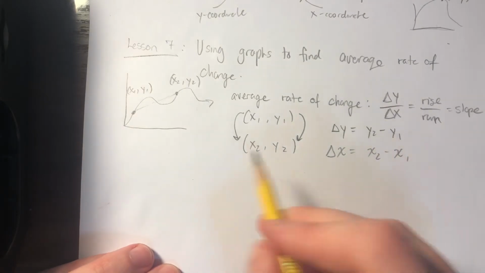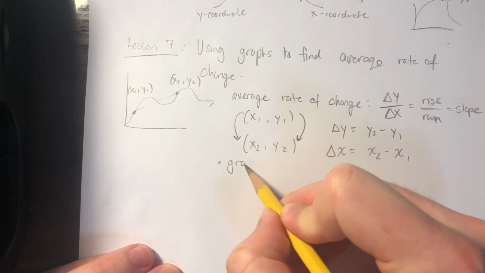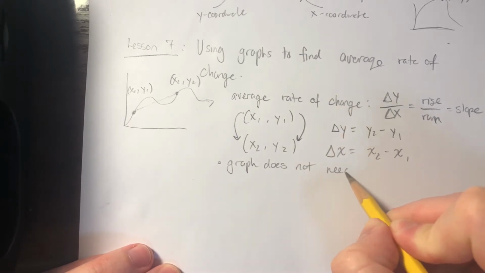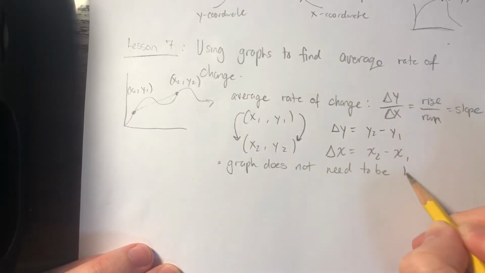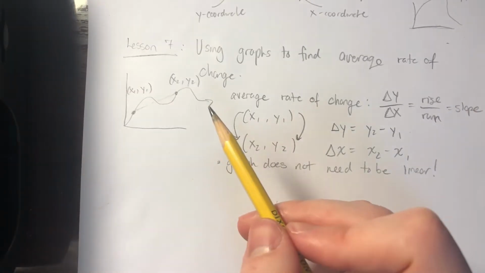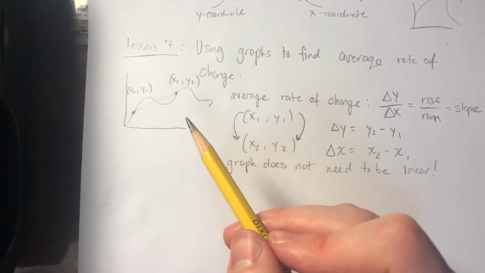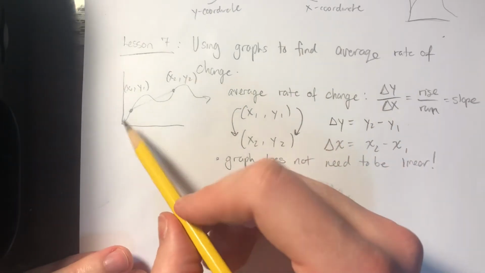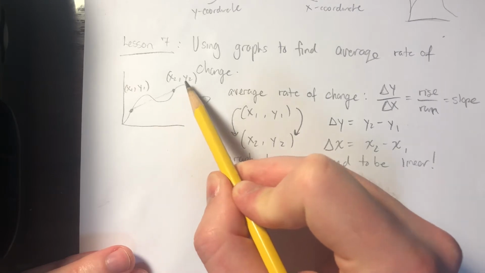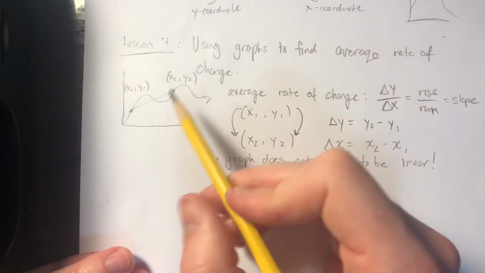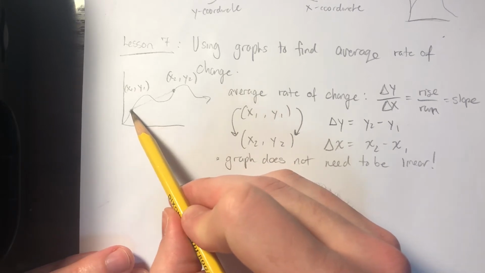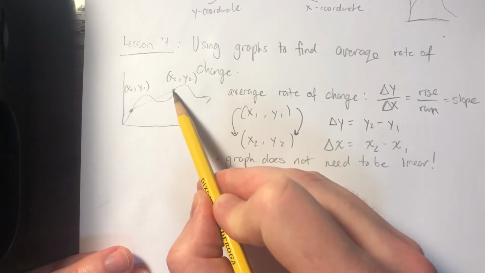And very important that the graph does not need to be linear. All right, let's say this graph talks about how much money you've saved in a year. So let's say you start saving money and then you spend a little bit, so your savings goes down. Then you spend a little bit more.